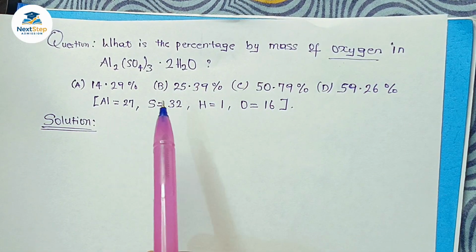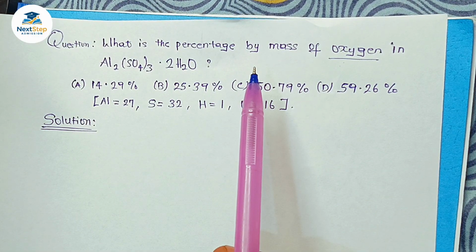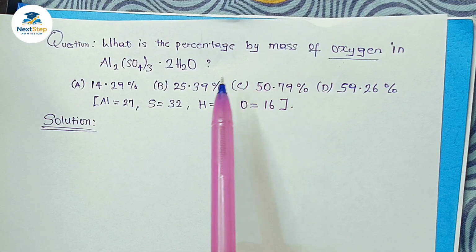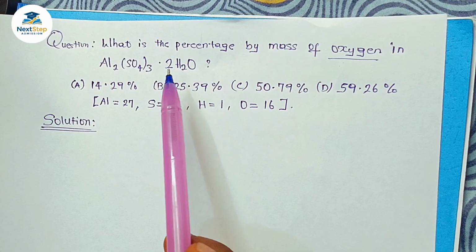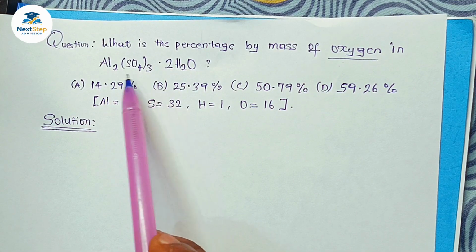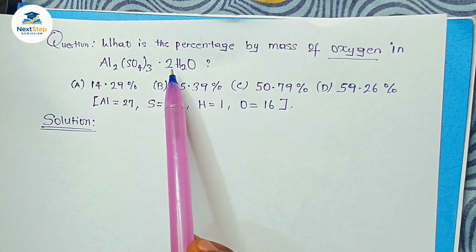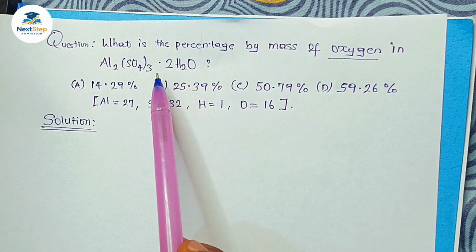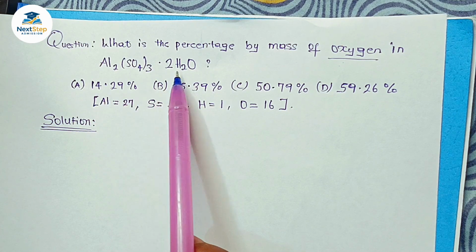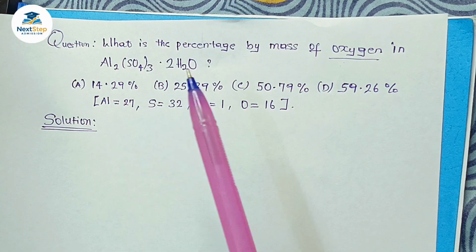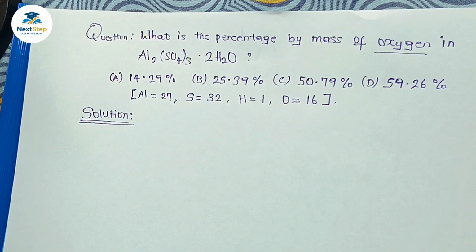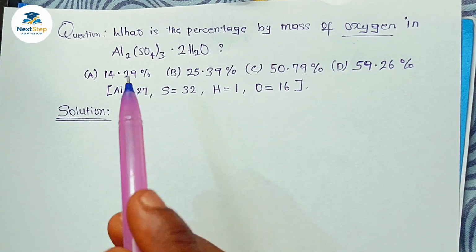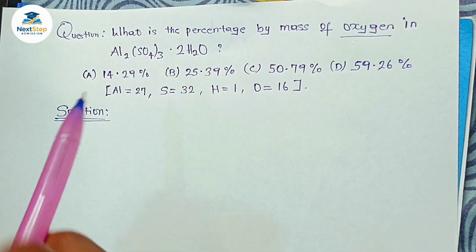Okay, so for you to know the percentage by mass of oxygen, you need to know the total mass of this aluminium sulphate dihydrate as a compound, and the name given to the total mass of this compound is called molar mass. So that means that the first thing we need to do is to calculate the molar mass of this compound. So let's go.